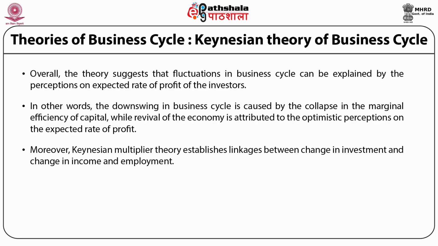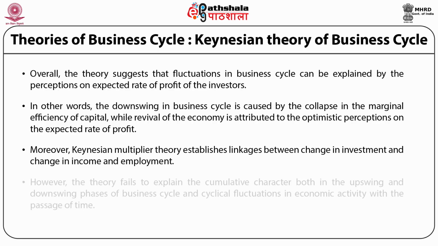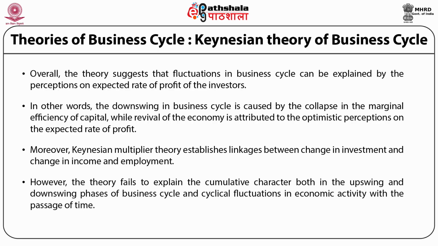Moreover, the Keynesian multiplier theory establishes linkages between change in investment and change in income and employment. However, the theory fails to explain the cumulative character both in the upswing and downswing phases of the business cycle and cyclic fluctuations in economic activity with the passage of time.